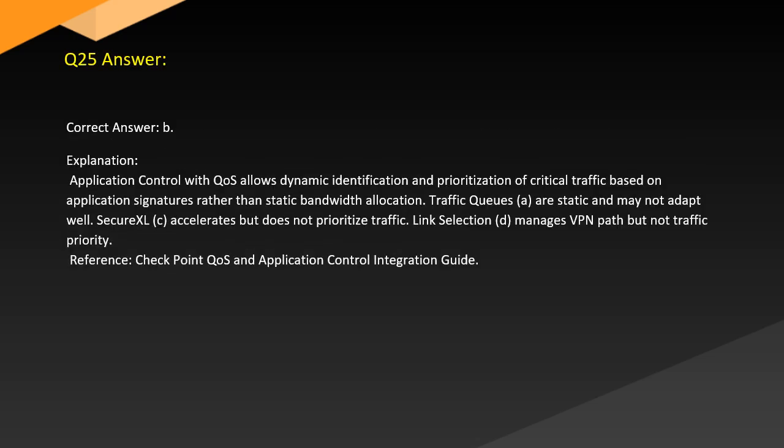Answer. Correct answer: B. Explanation: Application control with COS allows dynamic identification and prioritization of critical traffic based on application signatures rather than static bandwidth allocation. A. Traffic queues are static and may not adapt well. C. SecureXL accelerates but does not prioritize traffic. D. Link selection manages a VPN path but not traffic priority. Reference: Checkpoint COS and application integration guide.